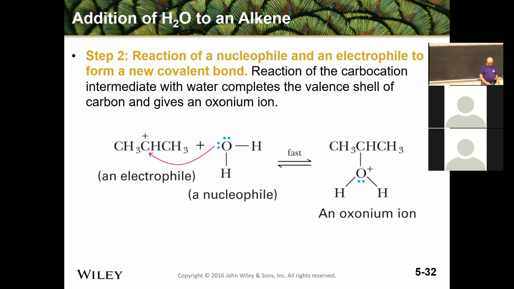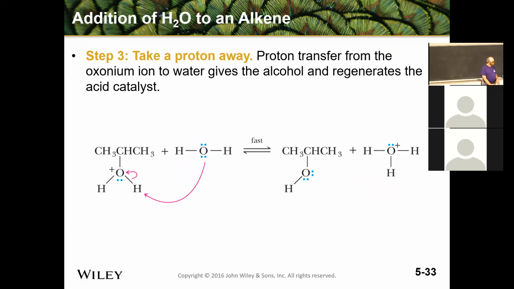Right, the next step is water uses a pair of electrons to donate and form a new covalent bond. This is a strongly acidic solution, so the concentration of hydroxide is extremely small. So it's water, not hydroxide, that's going to add. All right, and then we have taking a proton away. This is done in excess water. So this takes away a proton. We get our alcohol. And because hydronium is a catalyst, by definition, you put a catalyst in at the beginning, you get it out at the end.